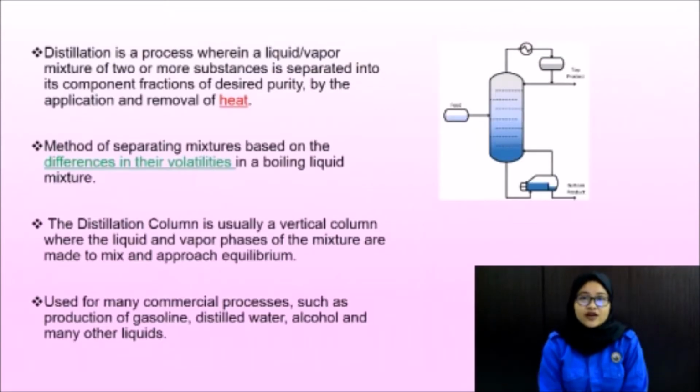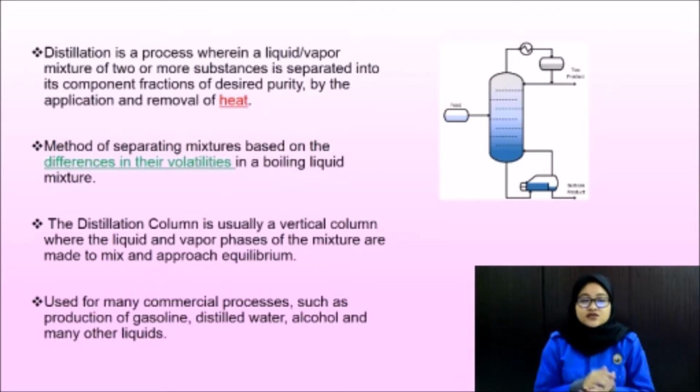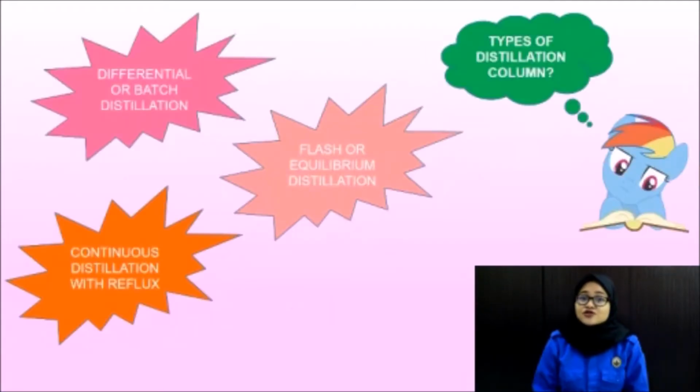The distillation column is usually a vertical column where the liquid and vapor phases of the mixture are made to mix and approach equilibrium. Therefore, it is used in many commercial processes such as production of gasoline, distilled water, alcohol, and many other liquids. So, what are the types of distillation column?